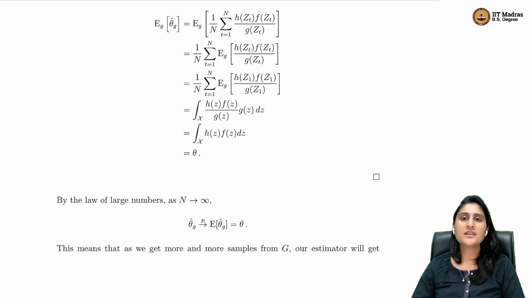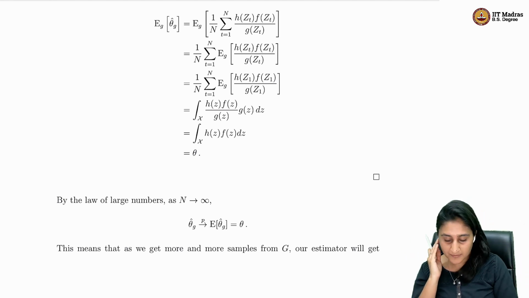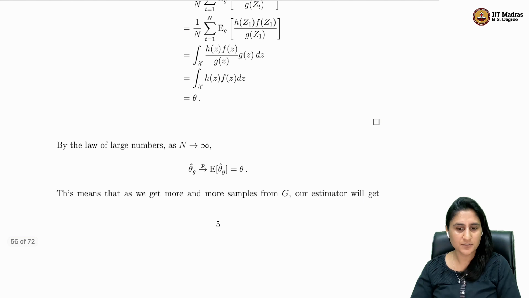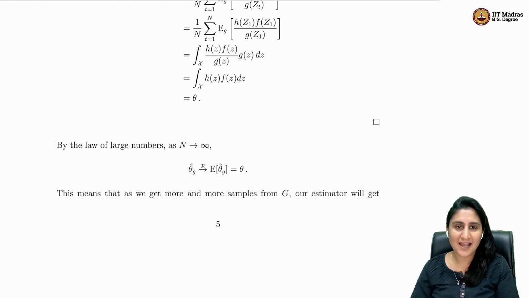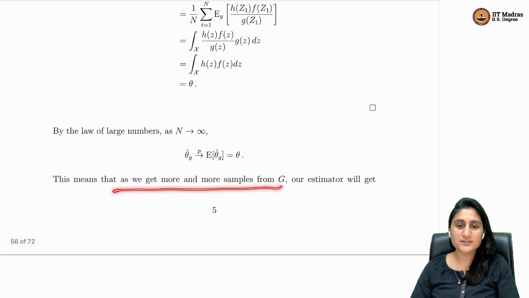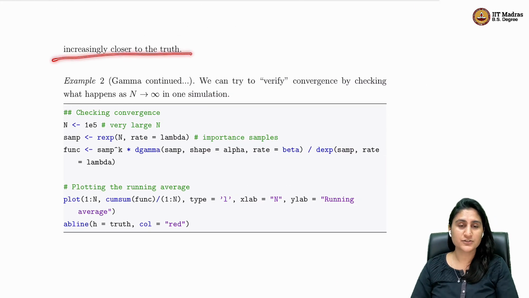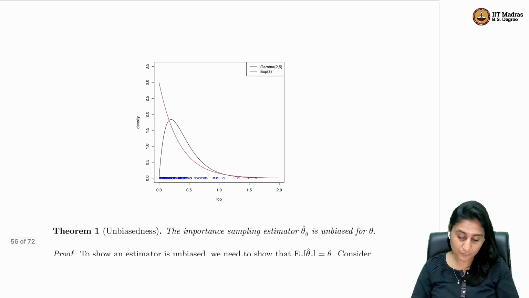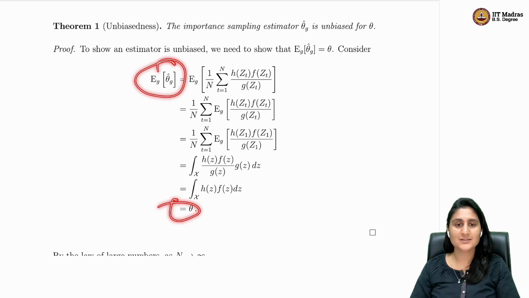So this is a great thing, because what it's saying is that the estimator has nice properties. It is in fact unbiased. And particularly, we have that by the law of large numbers, theta hat g will converge to its expected value, which is nothing but theta. So as we get more and more samples from g, our proposal distribution, our estimator gets better and better and increasingly closer to the truth. And for any given number of samples n, the estimator will be unbiased as well.